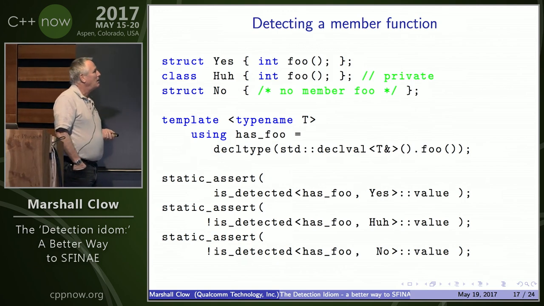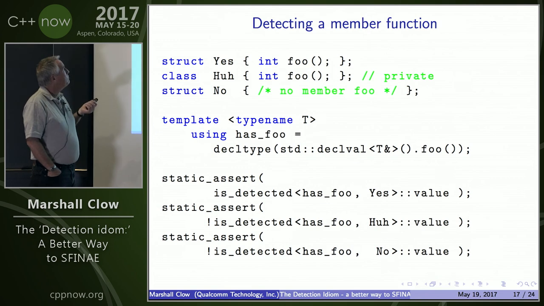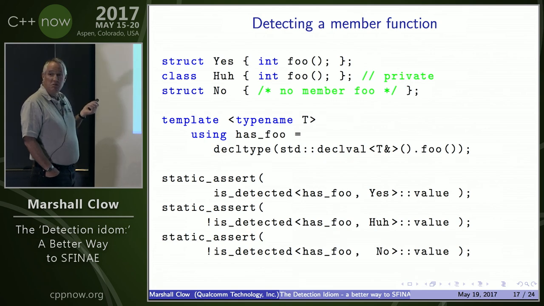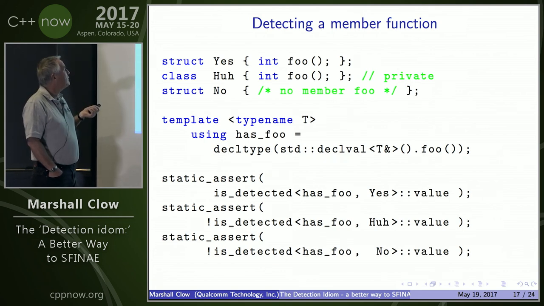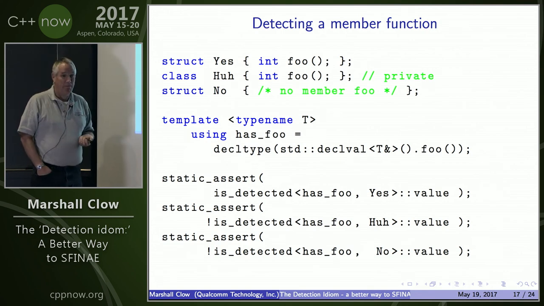Okay, detecting a member function. Here we go again: yes, huh, and no. Our detection function, our meta function, tests: if I have a T, can I call a foo with no parameters on it?